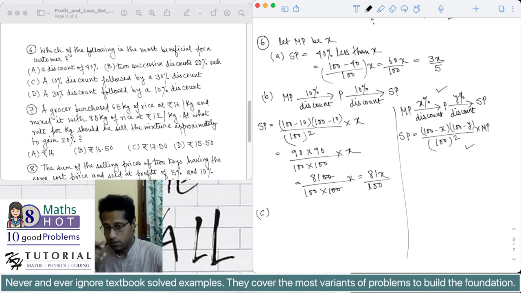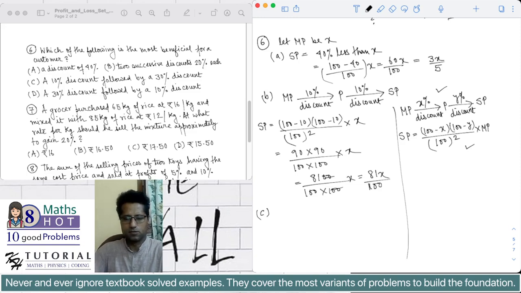The SP will be the same. So the order of discount does not matter. The final SP will remain the same if you change the order of successive discounts. So the final SP for choice C and D will be same, because choice C says a discount of 10% and then a discount of 30%, and choice D says a discount of 30% followed by a discount of 10%. So the SP of choice C and D will be same.